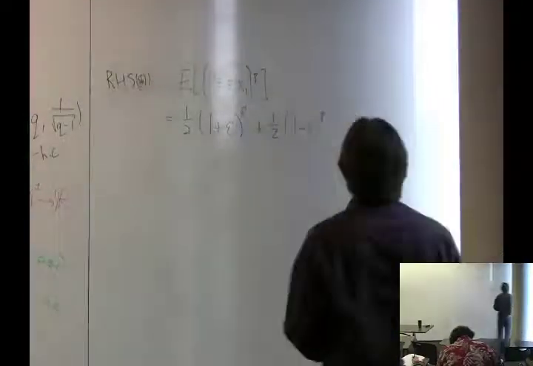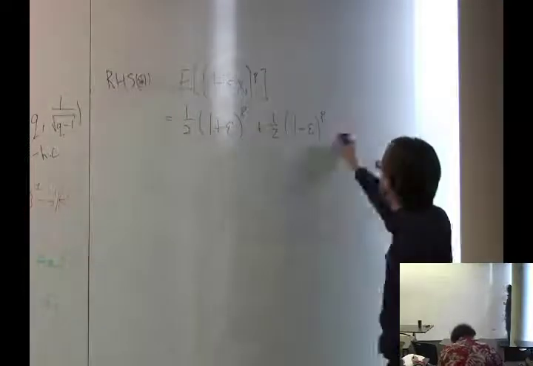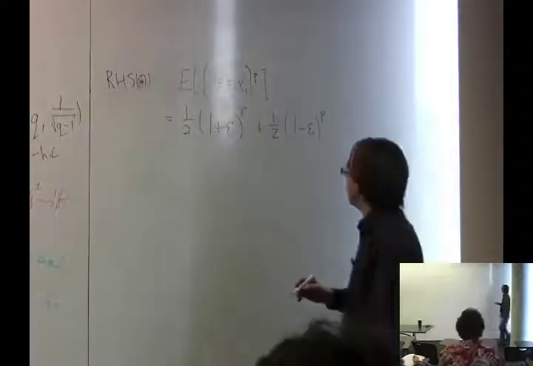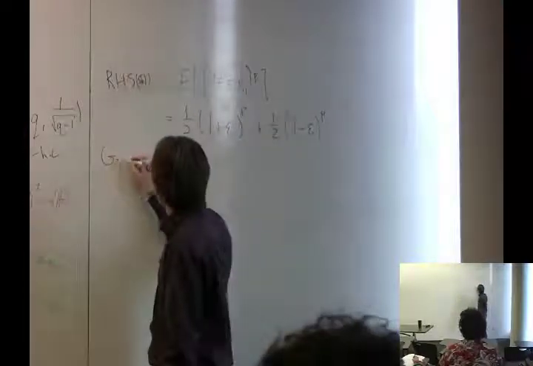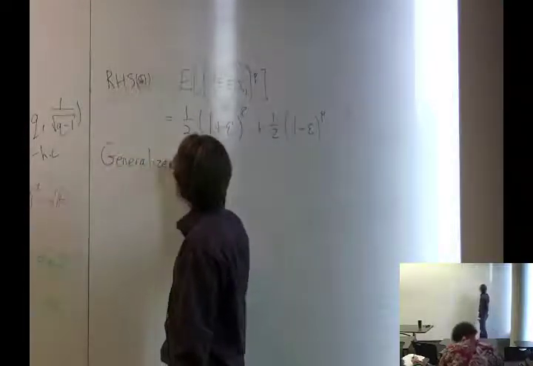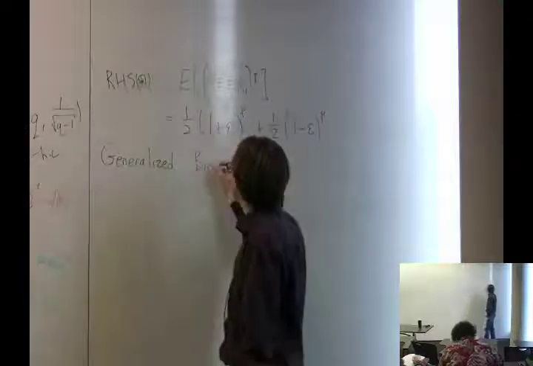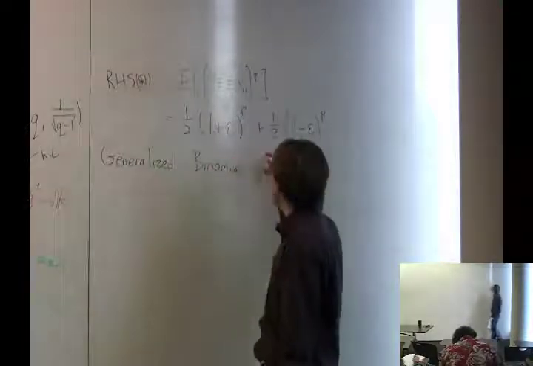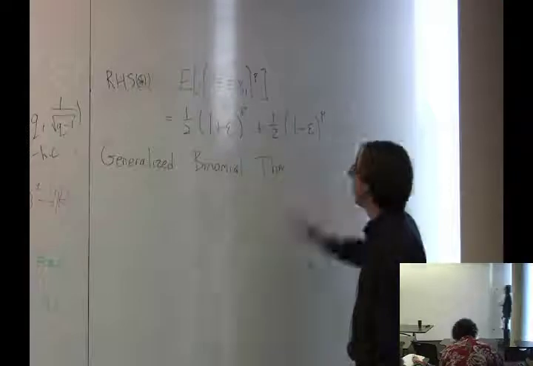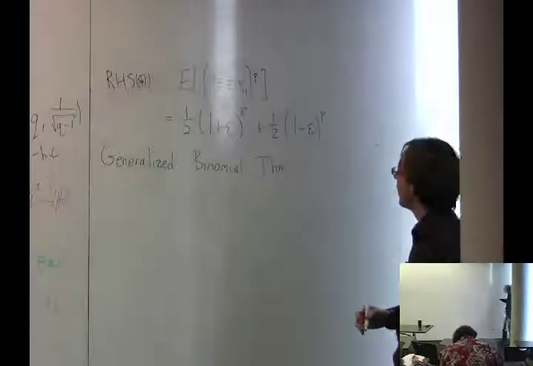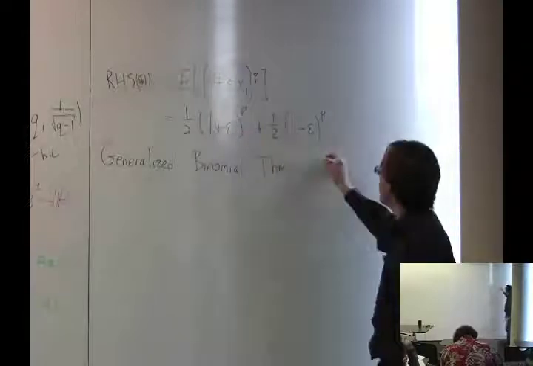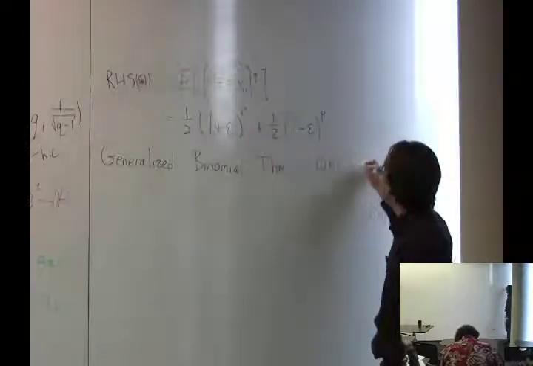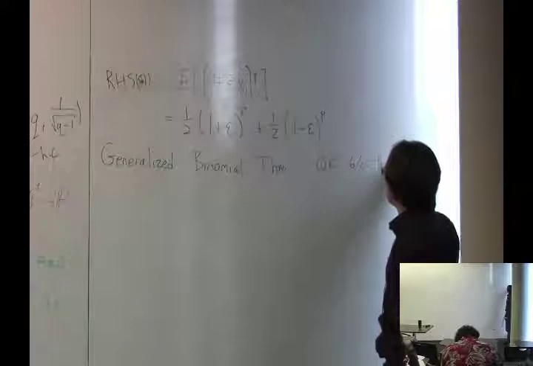Okay, so good. So how am I going to handle this? I'm going to use the generalized binomial theorem, or Newton's generalized binomial theorem, sometimes it's called. And that's OK. I'm going to start doing a series expansion for these things. And that's OK because epsilon is strictly less than 1.